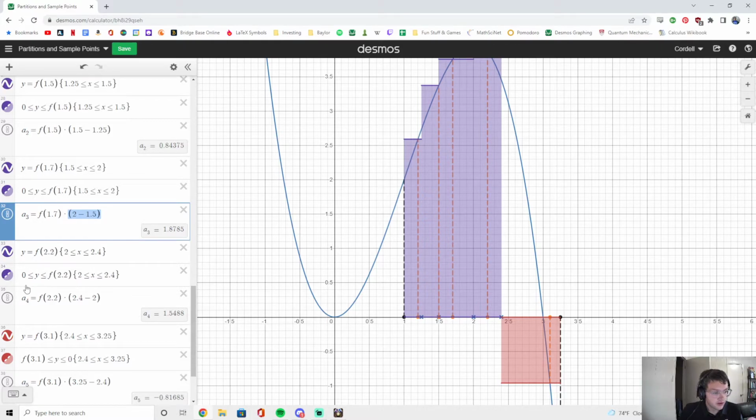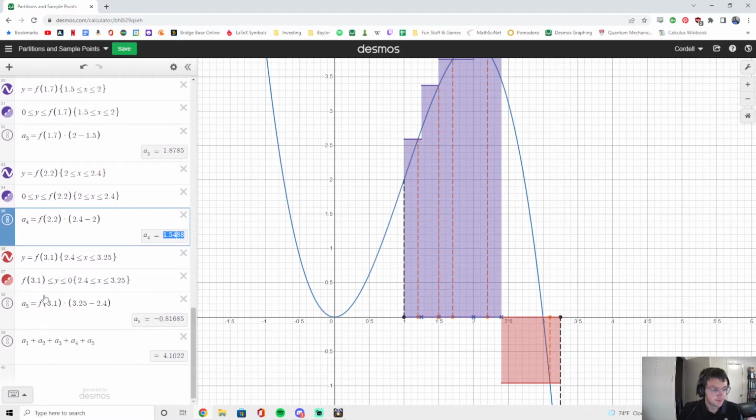For A4, so that's this rectangle here that I'm shading and unshading, the height of this rectangle is just f of 2.2, 2.2 because that's the sample point that we picked. And then the length of this rectangle is 2.4 minus 2. So that's the right endpoint of the interval minus the left endpoint. And that gives us this area.